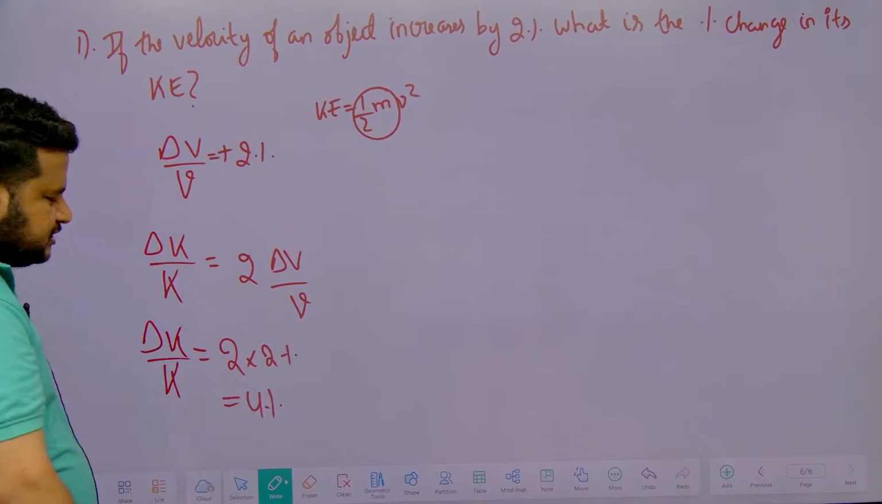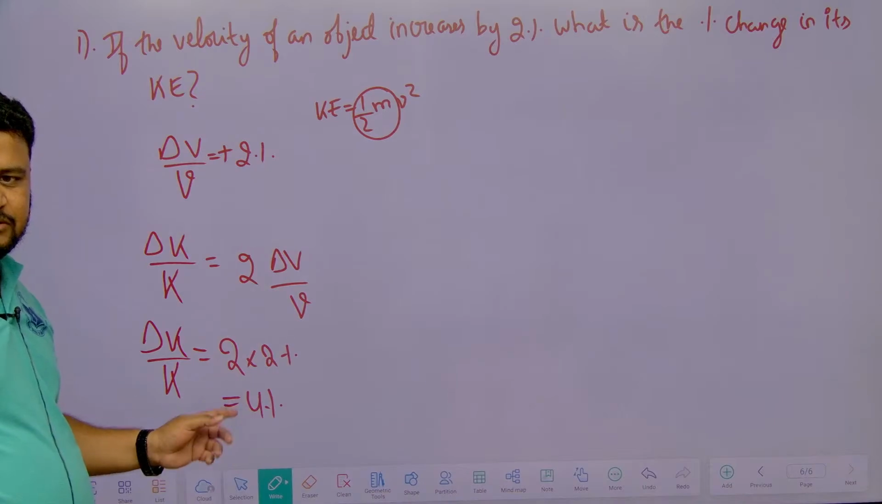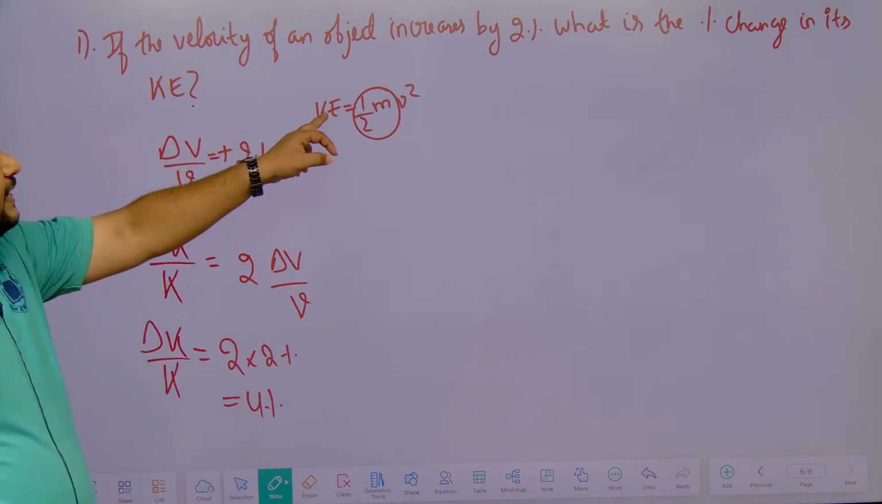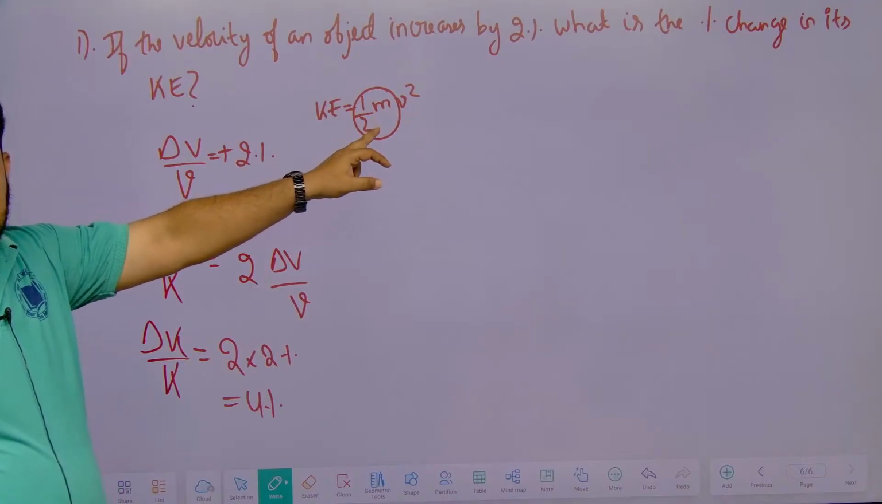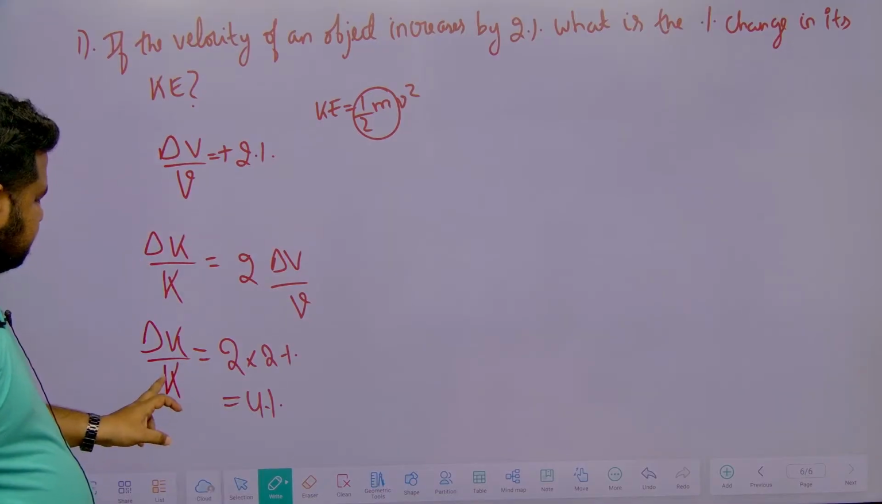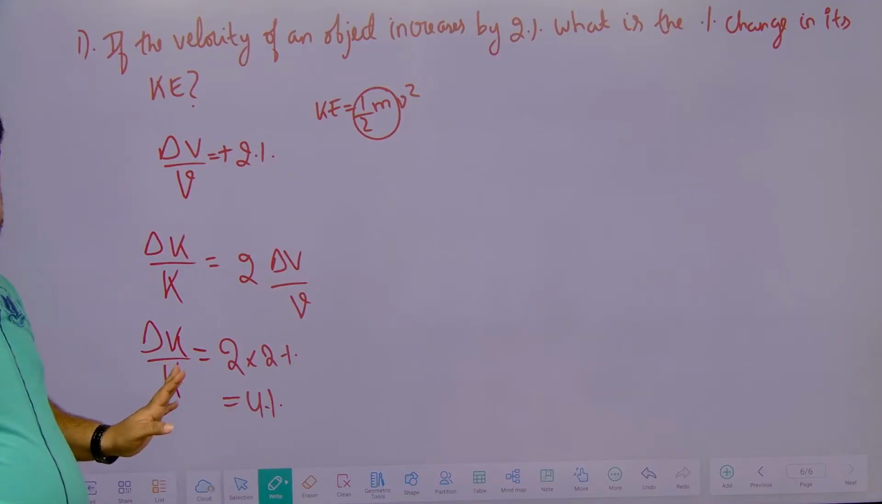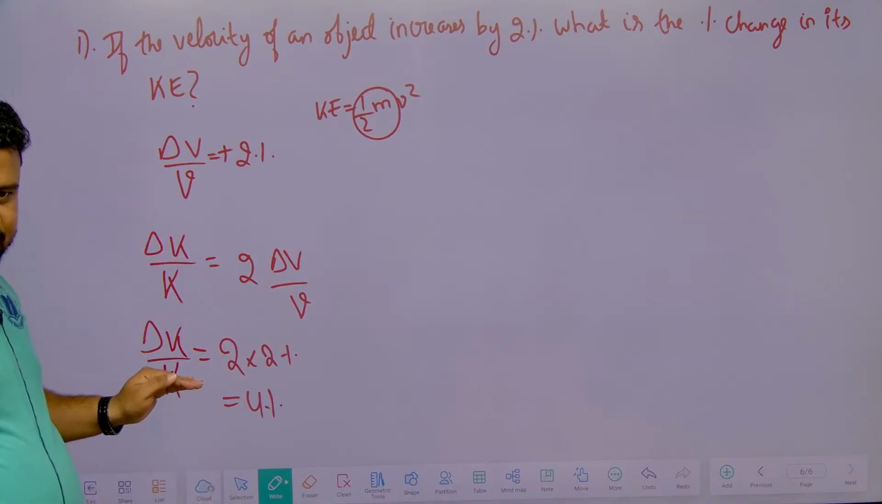This will also increase because both are positive. If it was negative, this would also decrease. So directly it is proportional. Now see here, the change in kinetic energy is 4%. Understood? But should you do it like this? If you don't know, do it this way, the binomial theorem way.